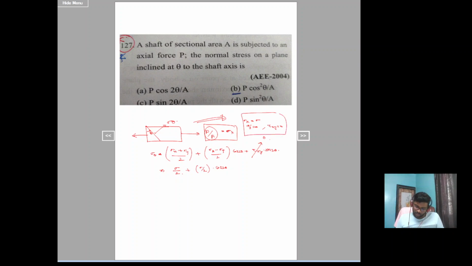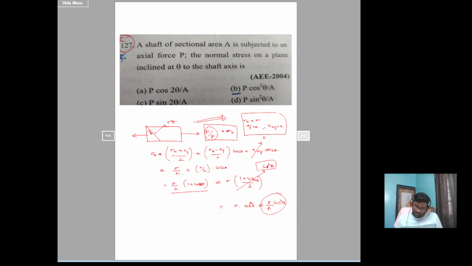So we get sigma by 2 into (1 plus cos 2 theta). This is the answer, but you can write (1 plus cos 2 theta) by 2 as cos square theta. So the answer is sigma cos square theta. Sigma is nothing but P by A, so you can write it as P by A into cos square theta. So option B is correct.